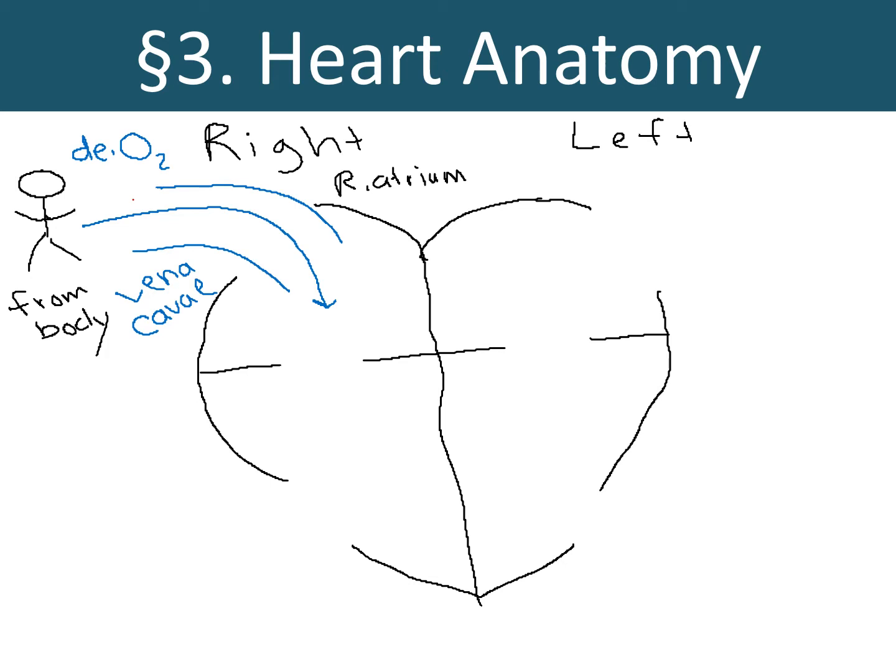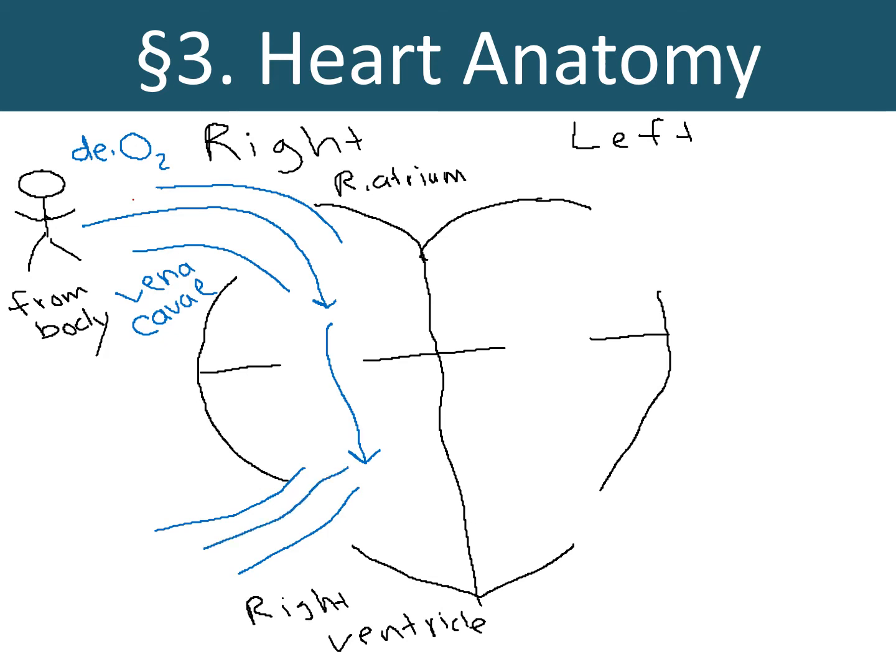The right atrium's job is to squeeze and push that blood down to this lower chamber here. This chamber is the right ventricle. Blood's going to leave the right ventricle out this blood vessel here. So the right ventricle has to squeeze and push blood out of this blood vessel, and now this blood's going to go to the lungs, where it can pick up oxygen. Here's my drawing of lungs.